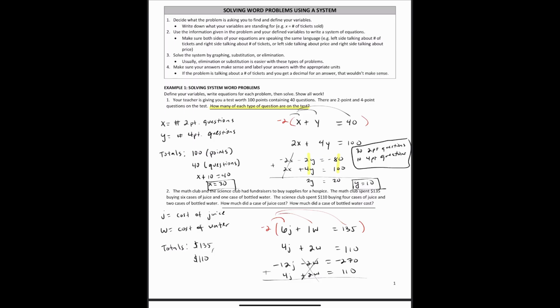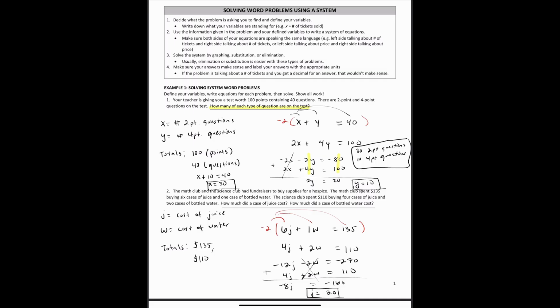So negative 12j plus 4j is negative 8j equals negative 270 plus 110. That is going to be negative 160. So if I divide both sides by negative 8, j is going to be 20.